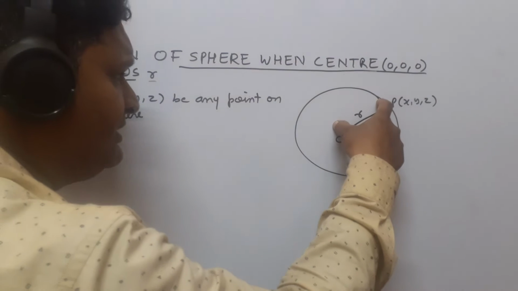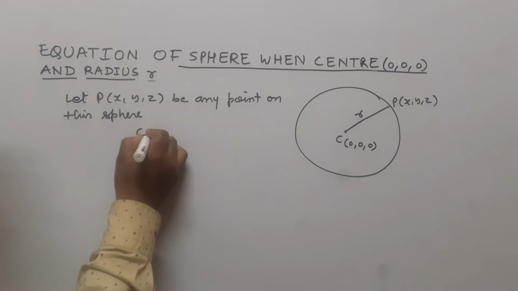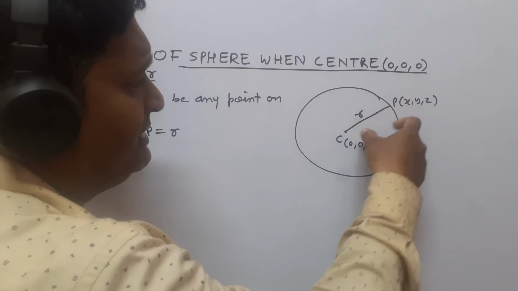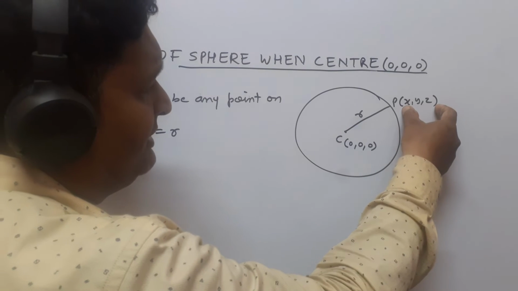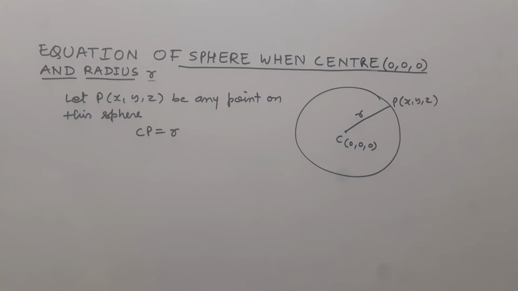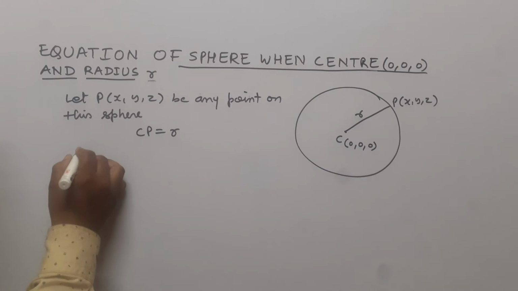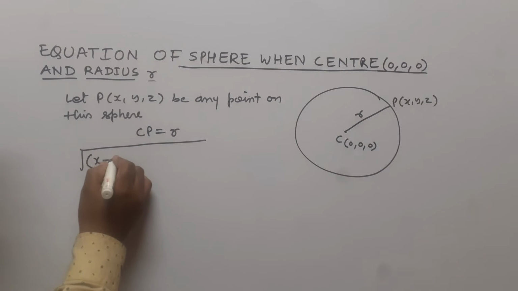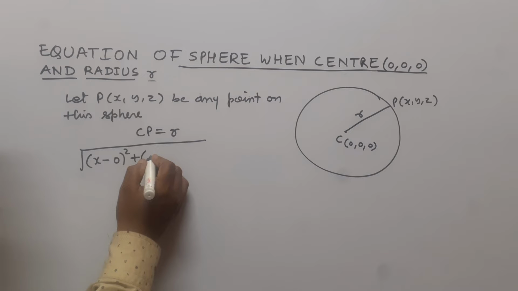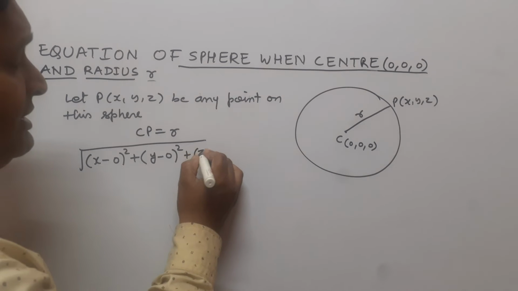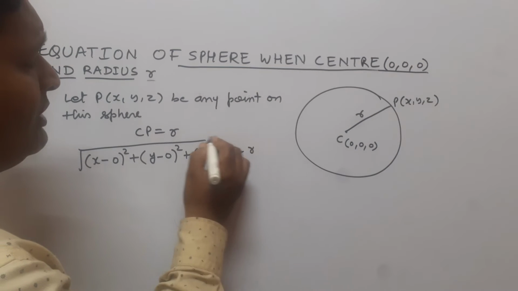From the figure we can see that this distance CP is equal to r, and CP is the distance between the 2 points C and P, which are given by 0, 0, 0 and x, y, z. So we find the distance between the 2 points C and P from the distance formula. So this is the square root of (x2 minus x1) whole square, where x2 is x here and x1 is 0 here, plus (y2 minus y1) whole square, where y2 is y here and y1 is 0 here, plus (z2 minus z1) whole square, where z2 is z here and z1 is 0 here. This is equal to r.